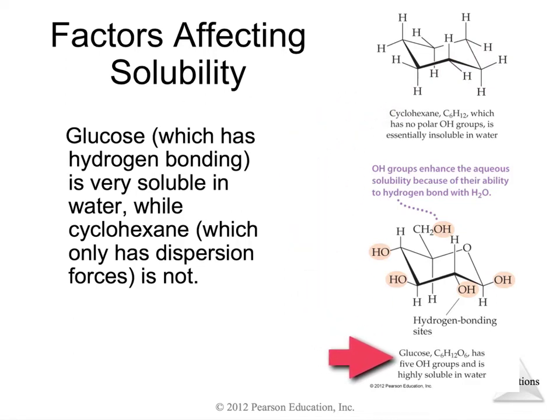But we can compare this to a substance like glucose, where we have 5 different polar groups here, and specifically we have our OH groups. Because we have the presence of these extra polar groups, that's what makes glucose very soluble in water, because it's enhancing that ability to hydrogen bond with the water molecules.